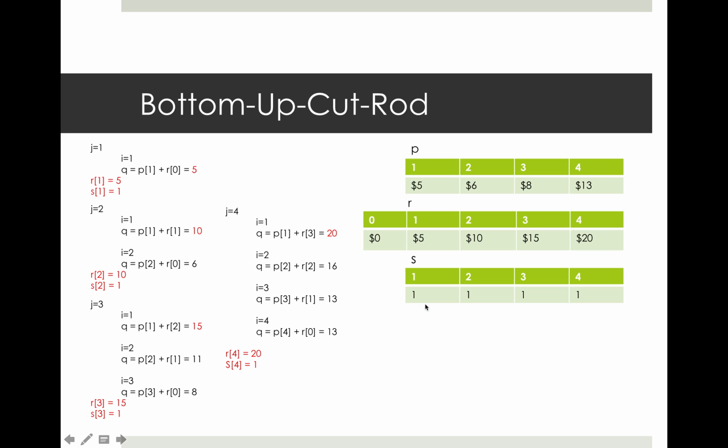And so now we have an S array, which we're going to use in the next video to figure out how we should cut up the rod. And we are going to have an R array where in index 4, we know that the highest amount of money we can make is 20, and 3, 15, 2, $10, size 1, $5.